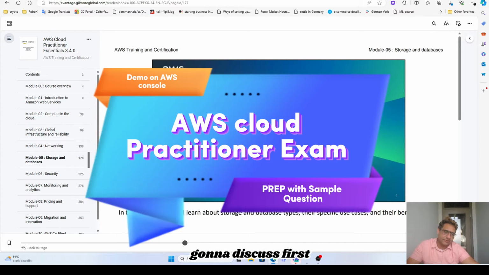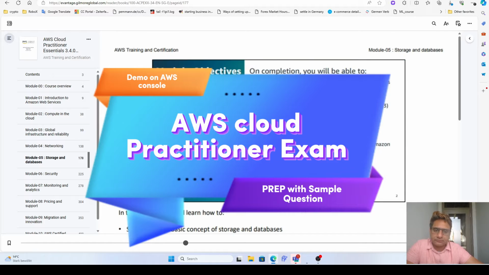So today we are going to discuss first what storage and database are in AWS, what the purpose is, what the use cases are, and in which use case what to use. We'll discuss some practical questions in the exam. We'll practice them, and later on we'll test some stuff in the AWS console in real time as a hands-on lab to check how things work. So yeah, let's get started.